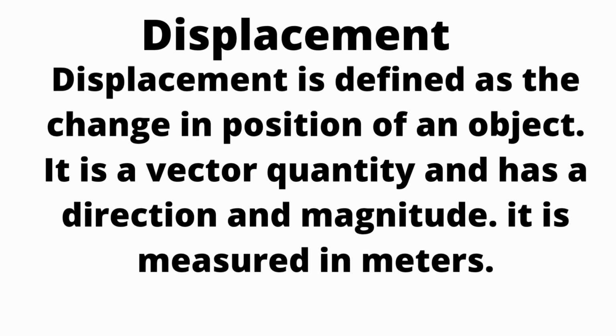Displacement. Displacement is defined as the change in position of an object. Displacement is a vector quantity and it has a magnitude and direction and is measured in meters.